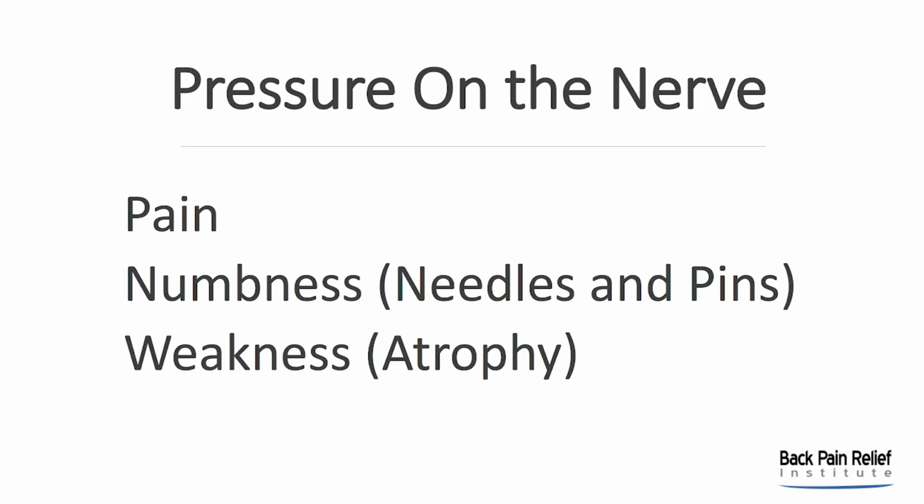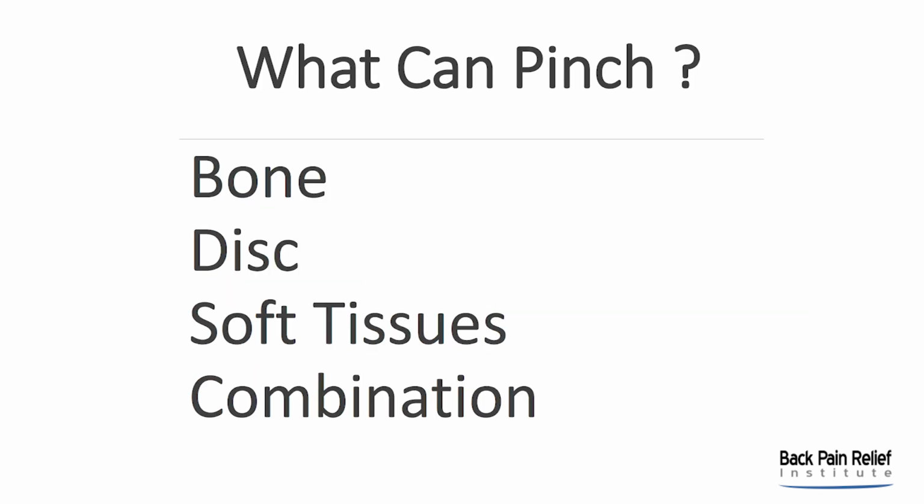Pressure on the nerve can result in pain, numbness, which includes needles and pins, or weakness and atrophy. An example would be a foot drop that occurs when there's too much pressure on the L5 nerve root coming out of the foraminal canal. There are several things that can cause pinching of the nerve as it exits, including a bone spur, a disc herniation, soft tissues, overgrowth of a synovial cyst or the actual tissues from the facet joint capsule, or a combination of any of the above.